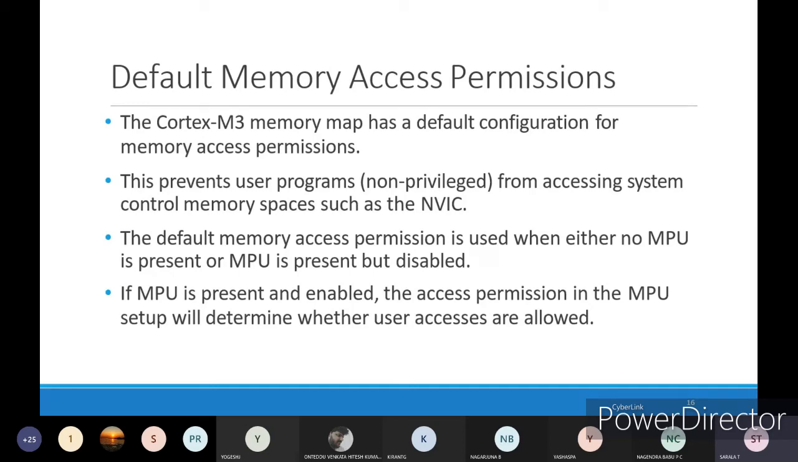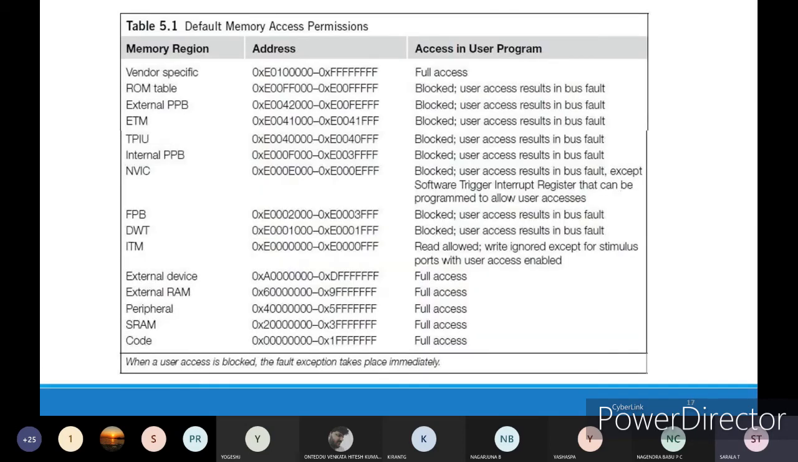That you can see in default memory access permissions, in the table of memory access permissions. What all permissions can we give here? Vendor specific is the highest one. From code, you can get it for the user program. You will get full access. SRAM will get full access. Peripherals will get full access. External RAM will get full access, and external devices will get the full access part.